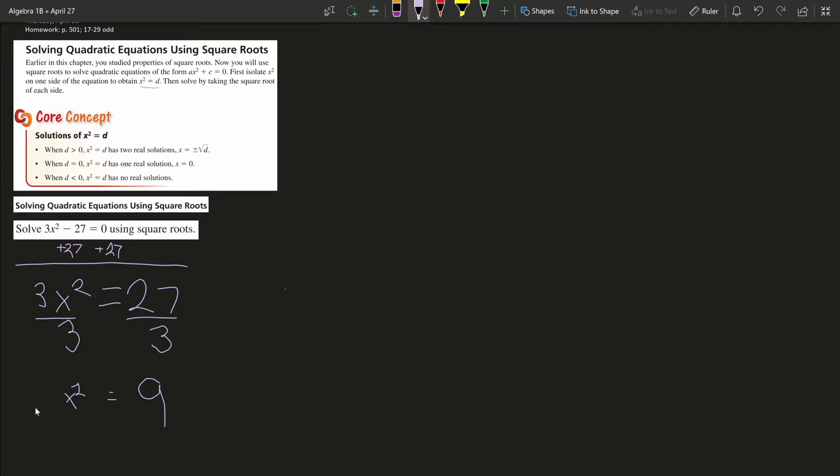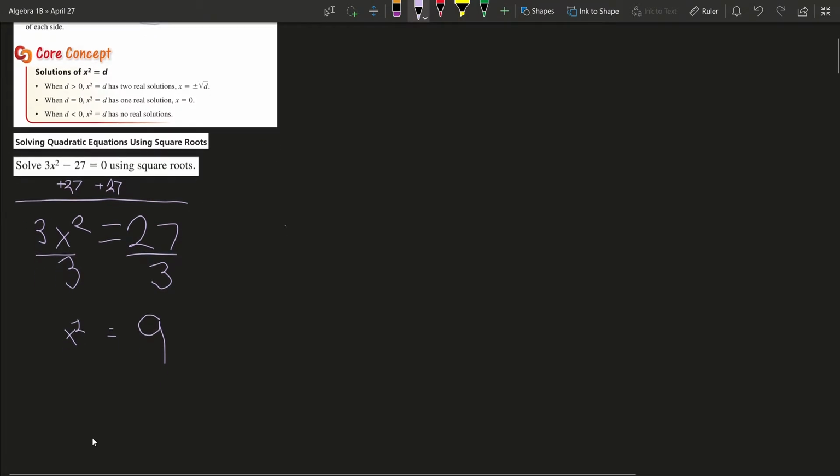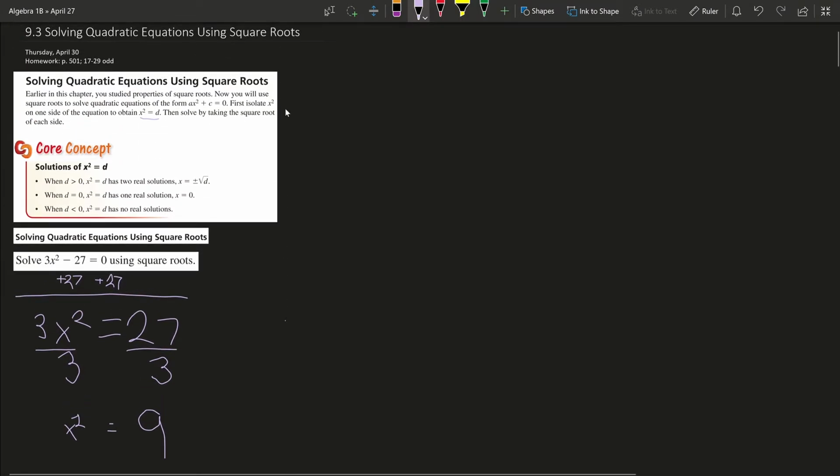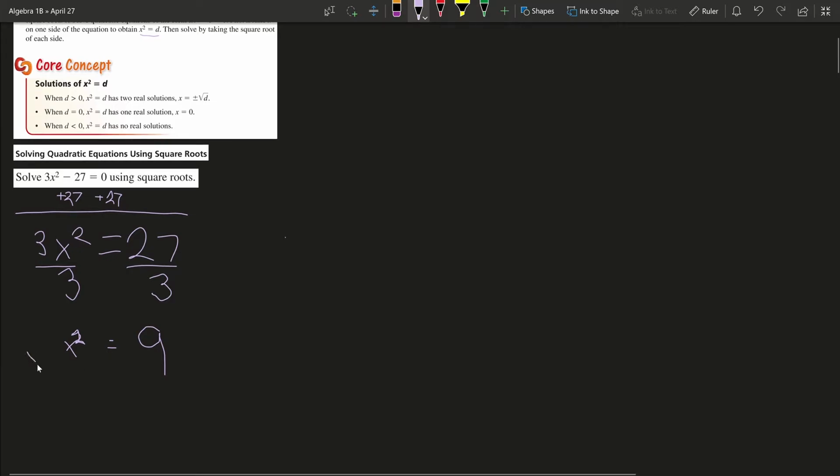What's our next step? Well, let's look back at what it told us to do. So once we isolate it, did we isolate to x squared equals d? Yes, we did. Now that it's isolated, we need to solve by taking the square root of both sides. And the reason why we're taking the square root is because we have x to the second power. To get rid of x to the second power and make it just x to the first power, we need to take the square root.